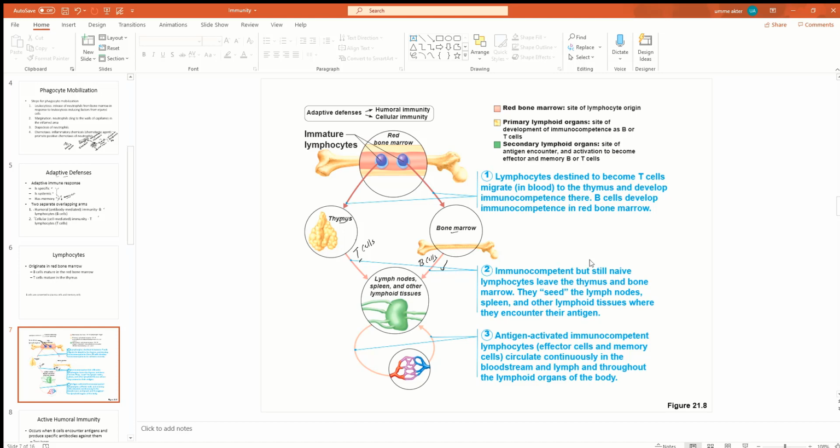So T from thymus, B from bone marrow. And then they will enter into the lymphatic system and will be housed inside the lymph organs. You remember we talked about those lymph nodes, thymus, spleen, tonsils. Those are heavily filled with T and B lymphocytes, right? So they will enter into the lymphatic system and will be housed inside the lymph organs. Okay.